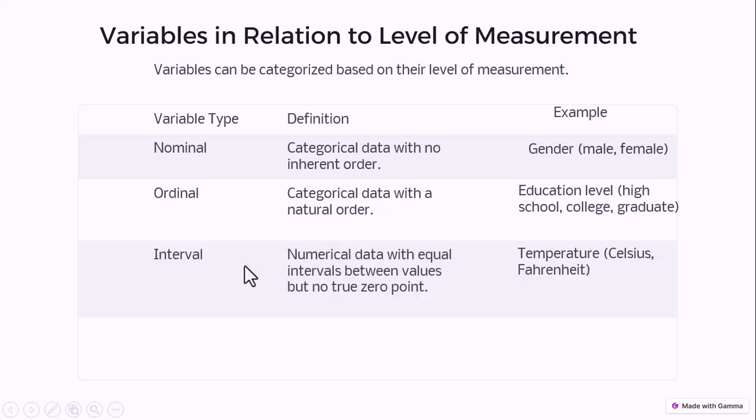And we'll have the interval scale. In interval scale, numerical data has equal intervals between values. So there are equal intervals between the values, but there is no true zero, no absolute zero. A typical variable that uses interval scale is temperature, either in Celsius or in Fahrenheit.